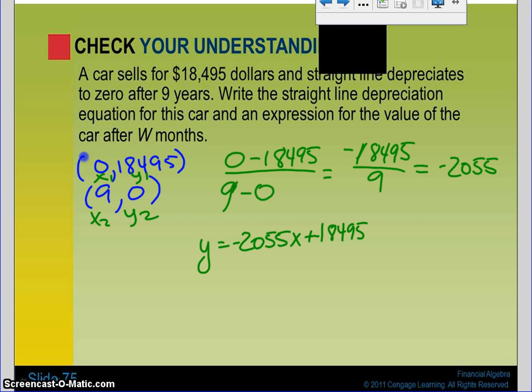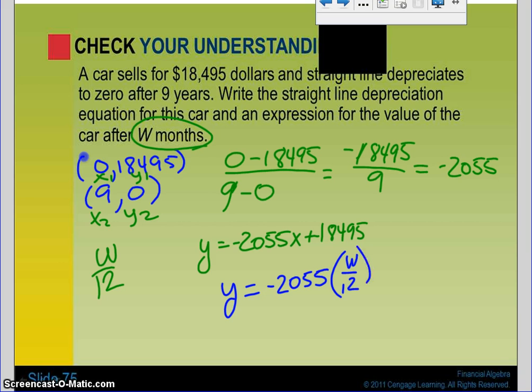And then it's asking us to plug it in at W months. Now again, it's months. We need to convert it to years. So when converting to years, it becomes W divided by 12. So my actual equation is going to be y equals negative 2,055 times W divided by 12 plus 18,495. And we're going to go ahead and finish the next two on the next video.